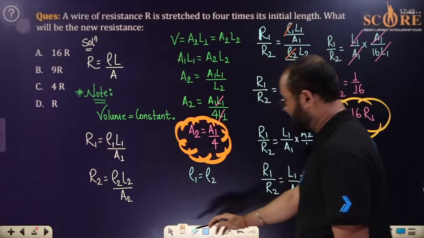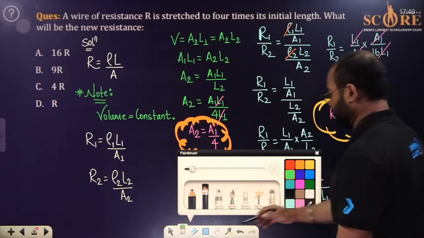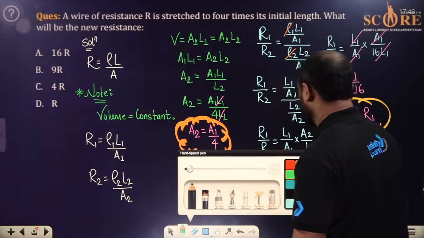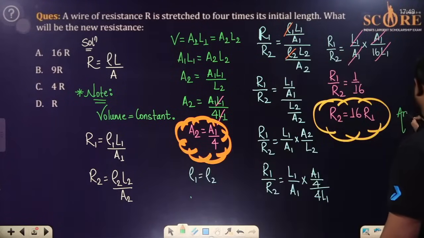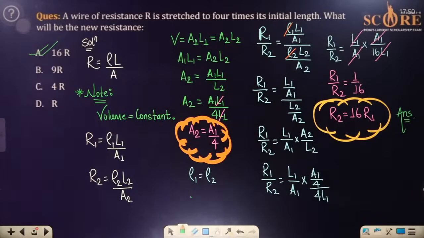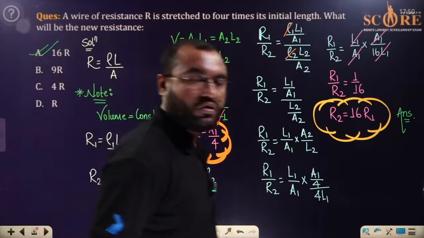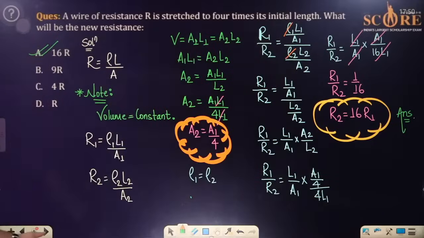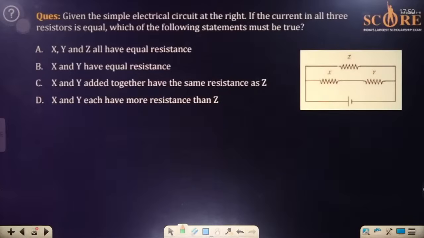This will be your answer, people. This is going to be your answer. That is, R2 will be equal to 60 times R1, which is this. I hope it is clear to you and you have understood this much. Okay, sure. Let us move forward.